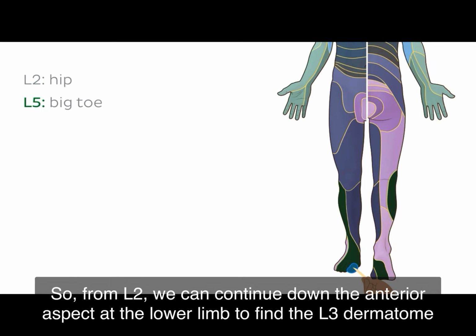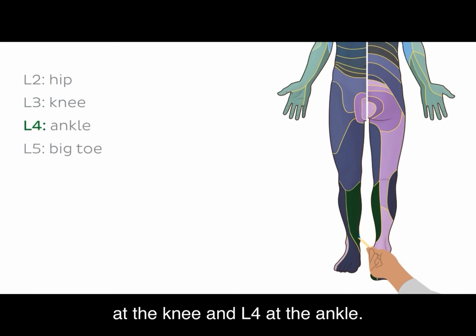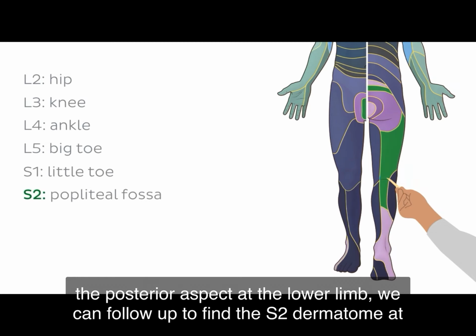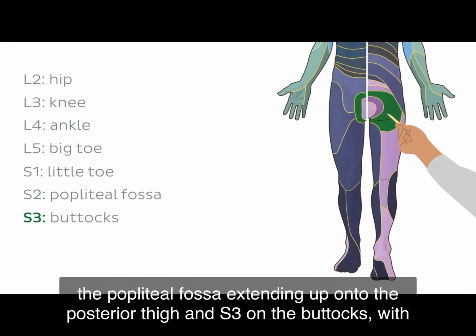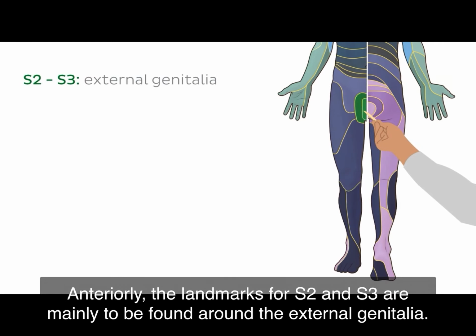So from L2, we can continue down the anterior aspect of the lower limb to find the L3 dermatome at the knee and L4 at the ankle. From the big toe at L5, we move across to the little toe to find S1. Then turning onto the posterior aspect of the lower limb, we can follow up to find the S2 dermatome at the popliteal fossa, extending up onto the posterior thigh, and S3 on the buttocks, with S4 and S5 continuing into the anal region. Anteriorly, the landmarks for S2 and S3 are mainly to be found around the external genitalia.